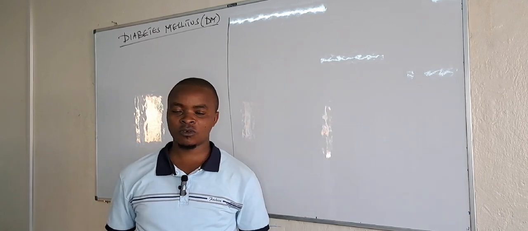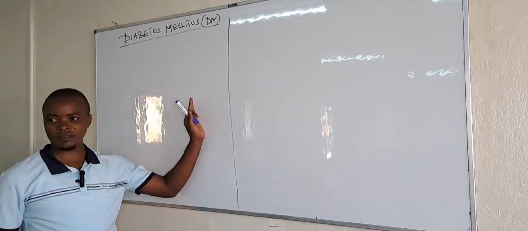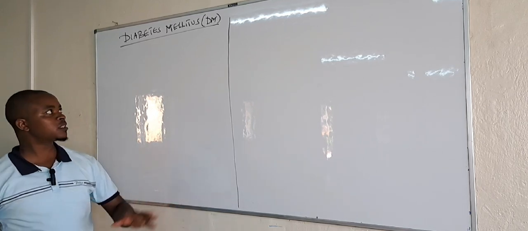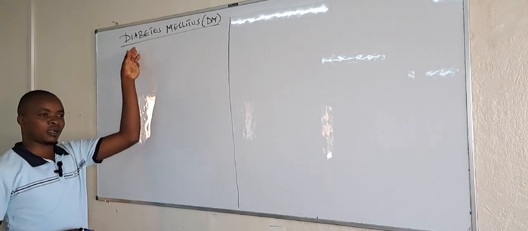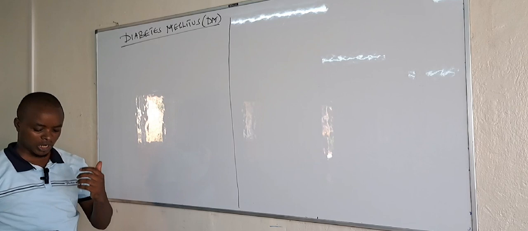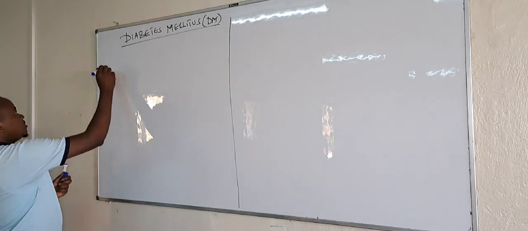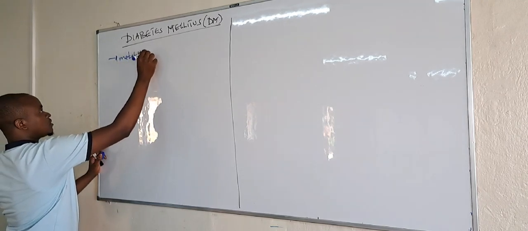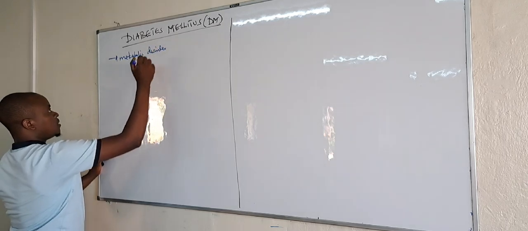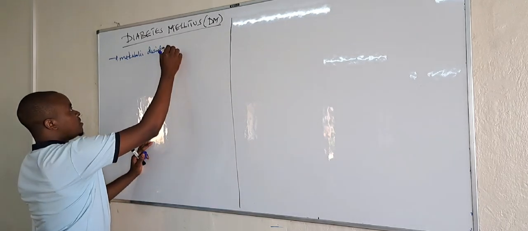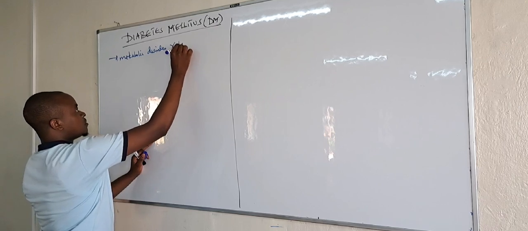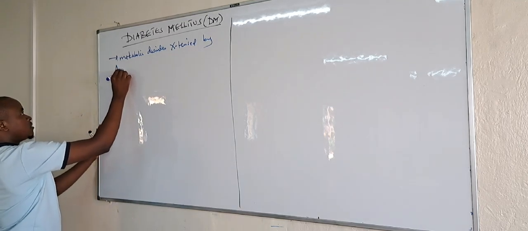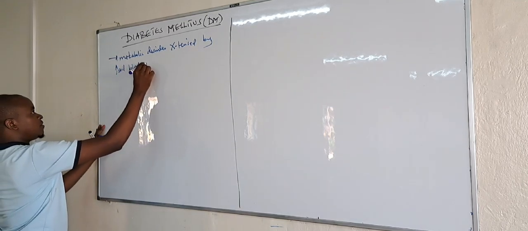So today we want to talk about diabetes mellitus. Diabetes mellitus is a metabolic syndrome, or what you can call a metabolic disorder, characterized by hyperglycemia, or increased blood sugar levels.